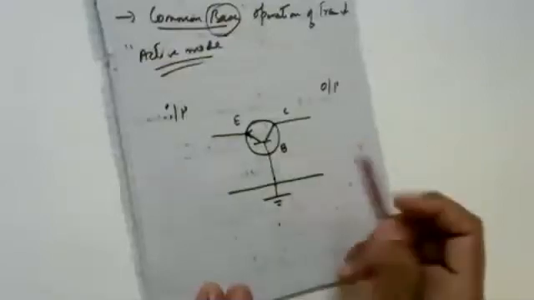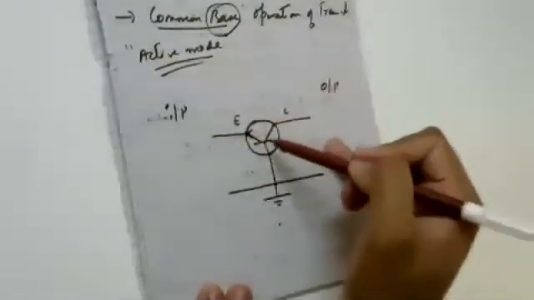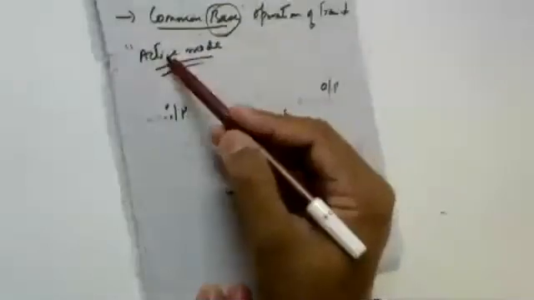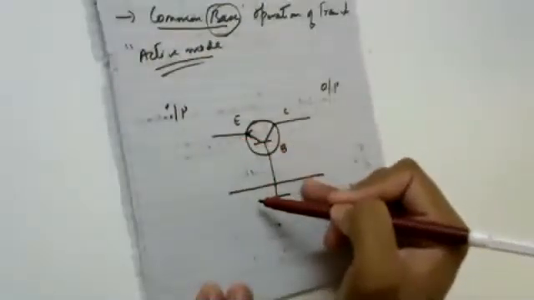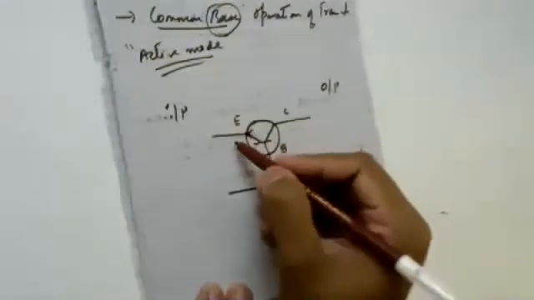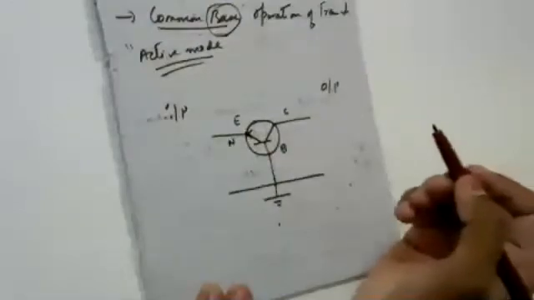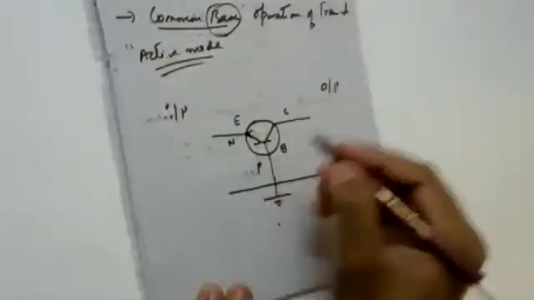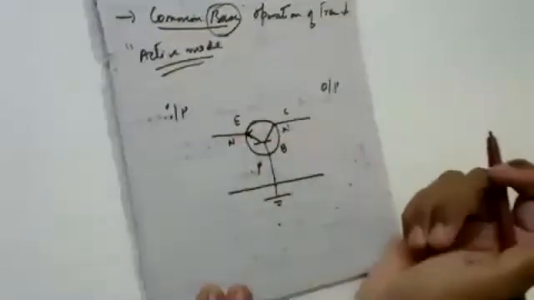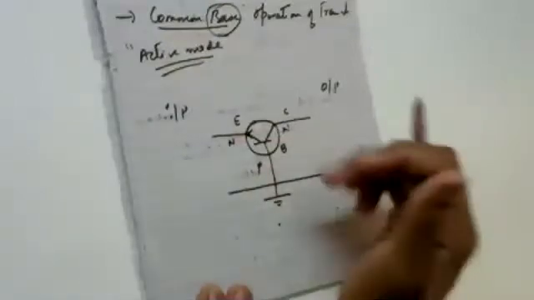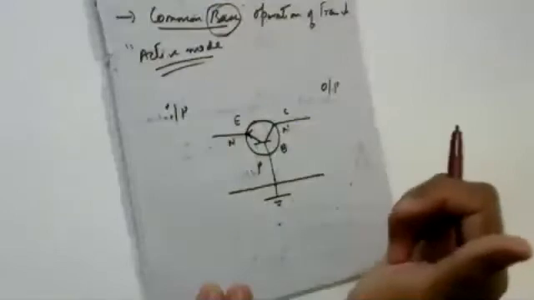Now as I said, I'm going to operate this transistor in an active mode. I know that the emitter base junction should be forward biased. Yes or no? So this is N region, this is P region, and this is once again N region. So it's an NPN transistor.